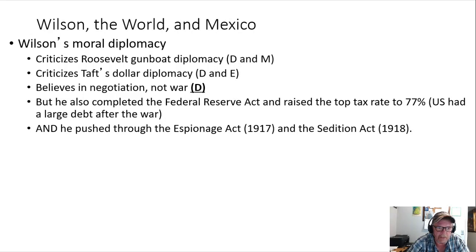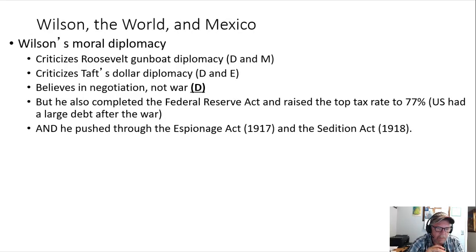Wilson's also a critic of Taft, using diplomacy again, but using the E this time, dollar diplomacy. It's a nice word for bribing in a way, whereas Wilson's more of a purist. Right? He came from an academic background. I want to say Princeton. He was the president of Princeton for a while. So he believes in negotiations, diplomacy, not economics behind it, not military behind it, just talking things out.